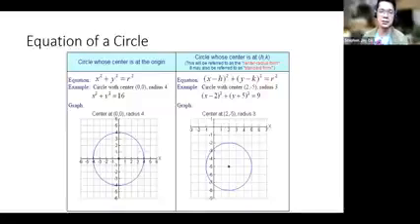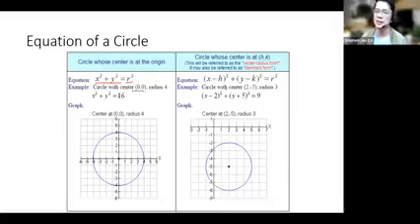Next is the equation of a circle. This also came out earlier. A circle whose center is at the origin looks like this. 0, 0 would be h and k, so the h and k disappear here. x squared plus y squared equals the radius squared, because the center is 0, 0.